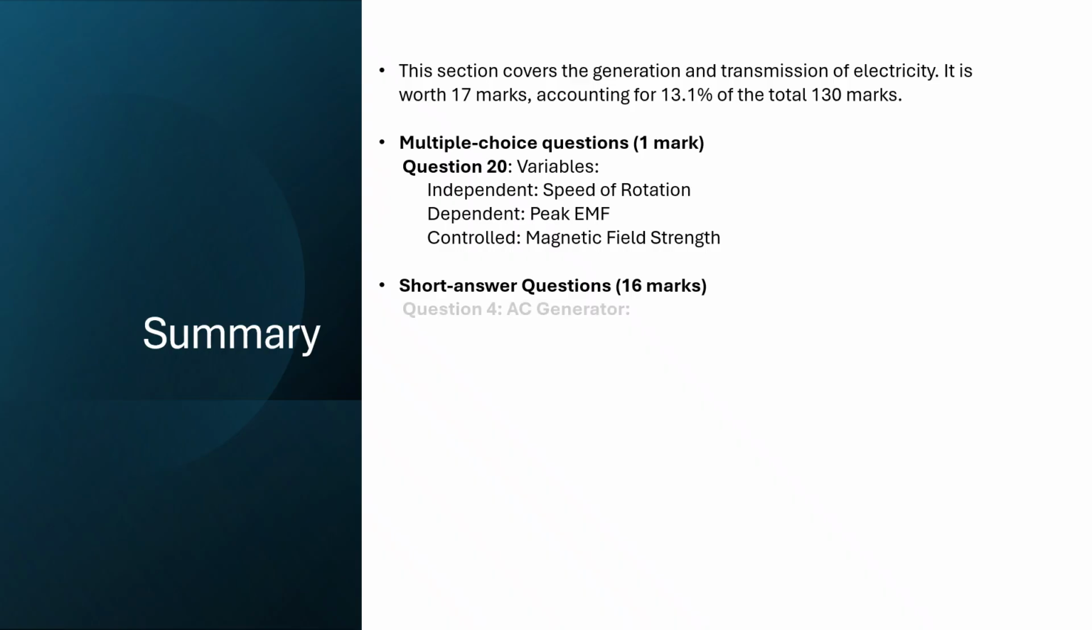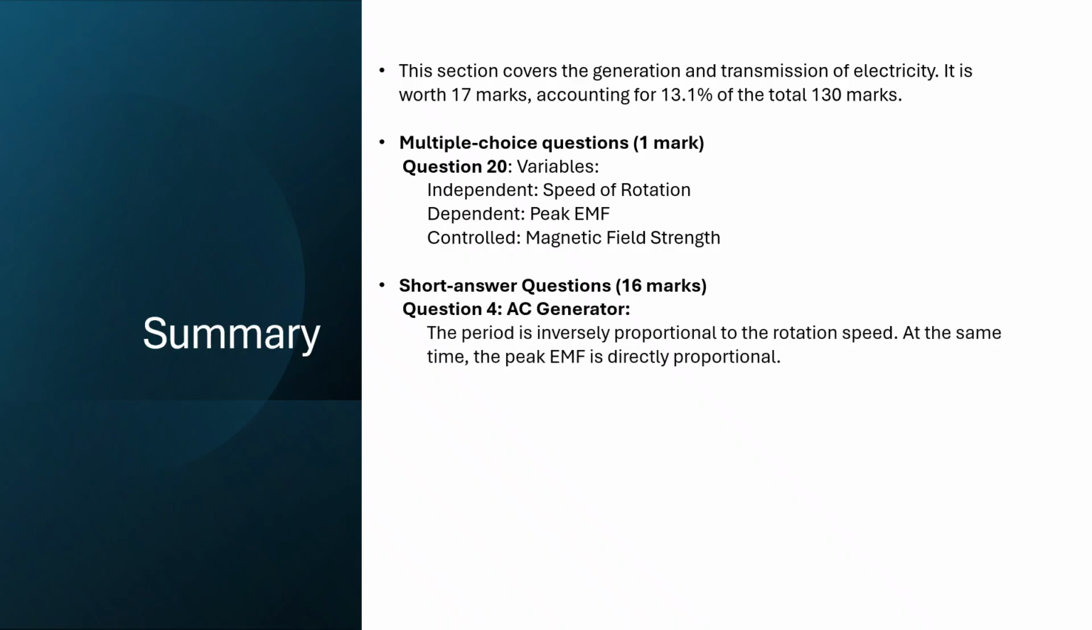Question 4. AC generator. The period is inversely proportional to the rotation speed. At the same time, the peak EMF is directly proportional. The root mean square, RMS, voltage is the effective DC equivalent.